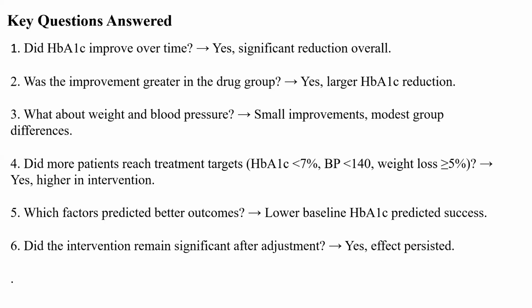Another question we will answer is which factors predicted better outcomes. Which factors facilitated the improvement in HbA1c? Is it the weight? Is it the height? Is it the blood pressure? That question will also be answered in our analysis. The last question is whether the intervention remains significant after adjustment. That is another question we'll have to answer in our analysis.